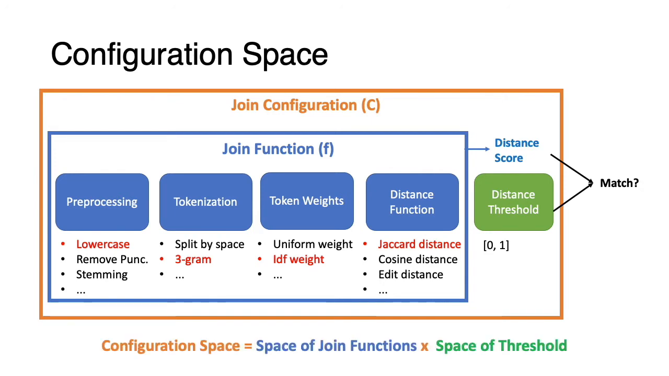So, a join configuration consists of a join function and the distance threshold, and the configuration space is then defined by the combination of all join functions and all distance thresholds.